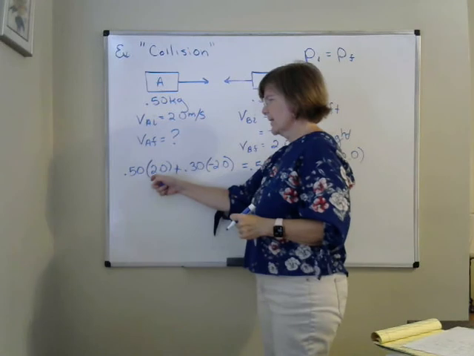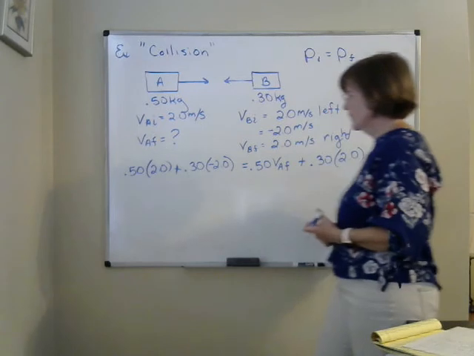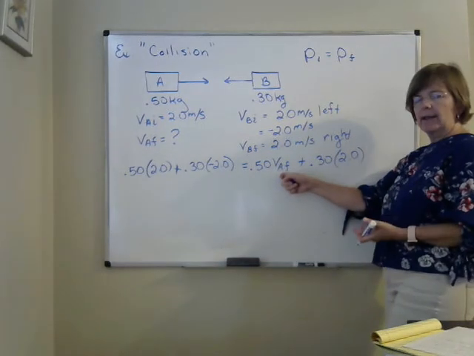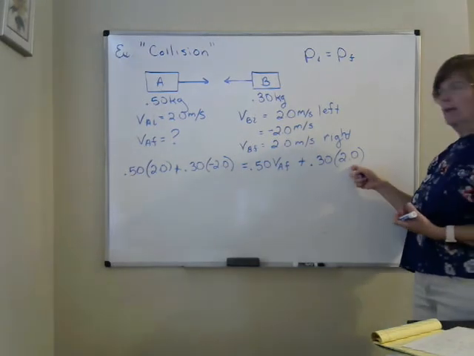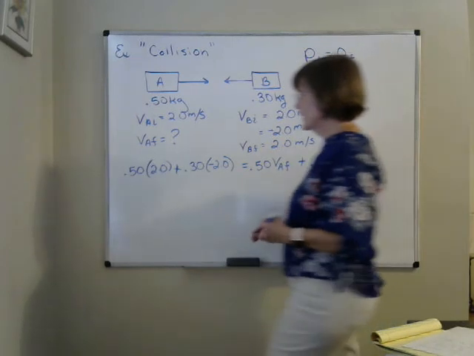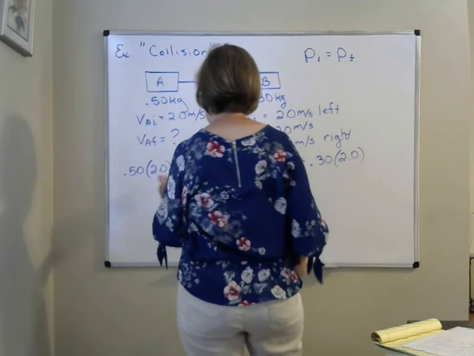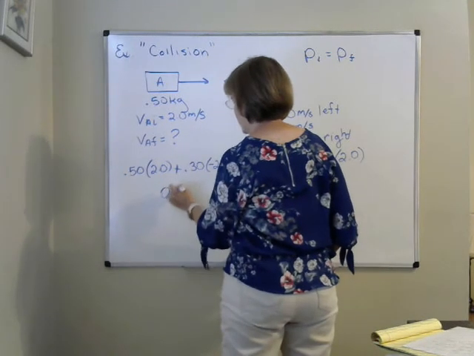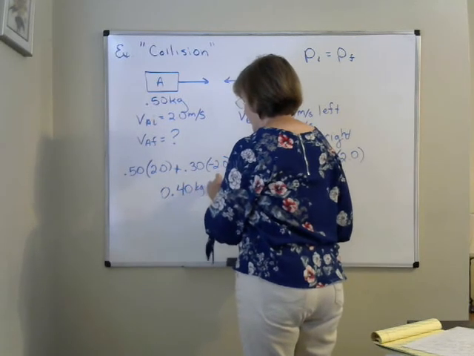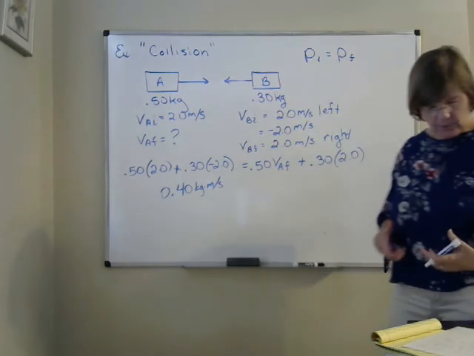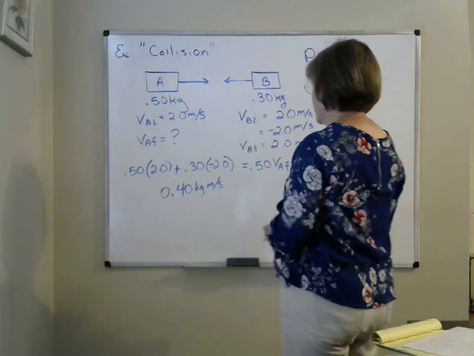So I know everything. Mass times velocity for A, initial. Mass times velocity for B, initial. That's my initial momentum. Mass times velocity for A, final. I don't know that number though. Mass times velocity for B, final. That's going to be 1 minus 0.6. This whole thing comes out to be 0.4. That's the momentum of the system before we had any kind of collision. Obviously, that's the total momentum of the system.